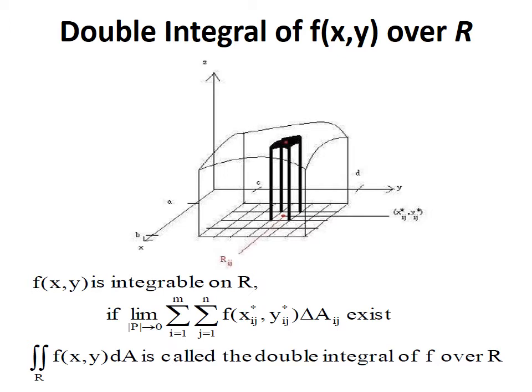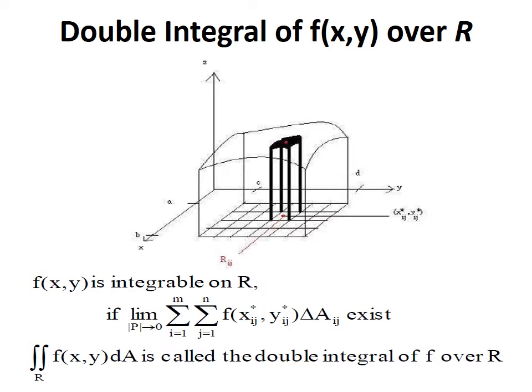Here, whenever the limit of the double summation f of x, y delta A exists, that is, whenever this limiting case of the Riemann sum is a finite acceptable value, that value can be taken as the volume enclosed below the surface z equal to f of x comma y and above its projection in the xy plane. So the double integral of f of x, y dA is not the area enclosed by the closed region R; it gives the volume beneath the surface and above its projection.